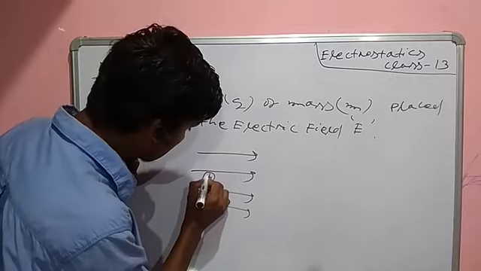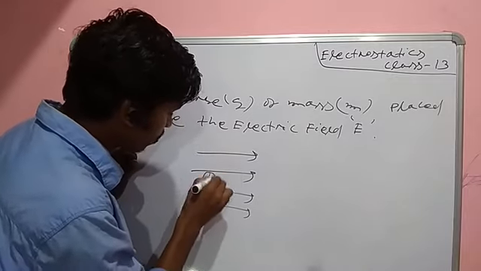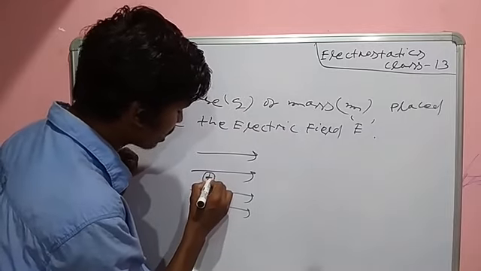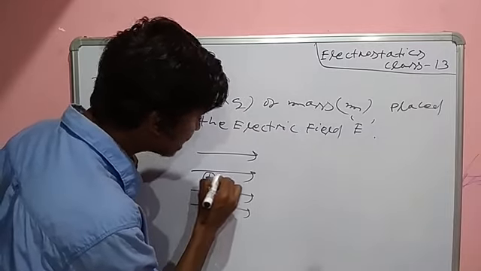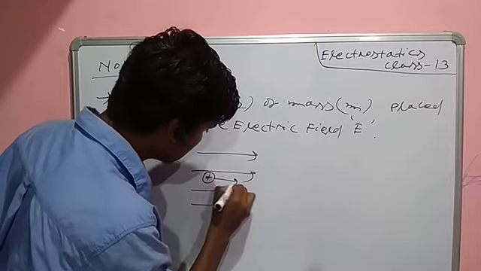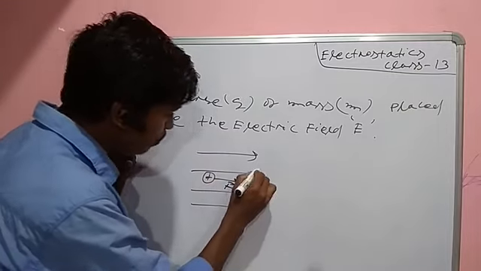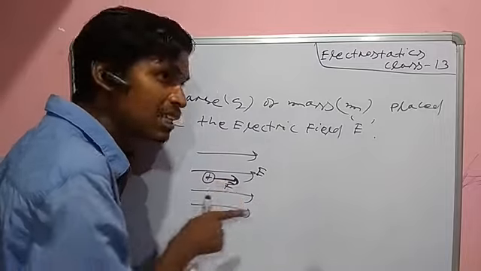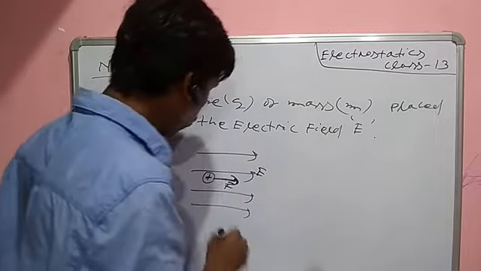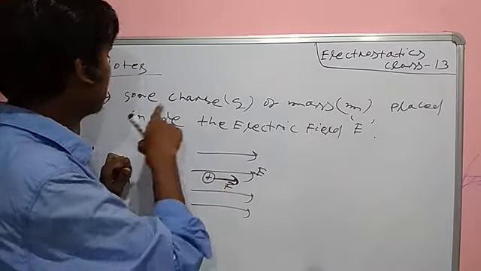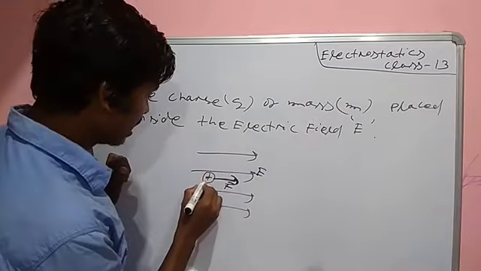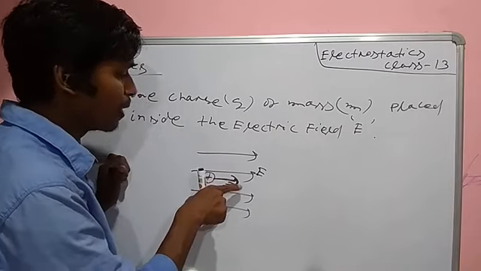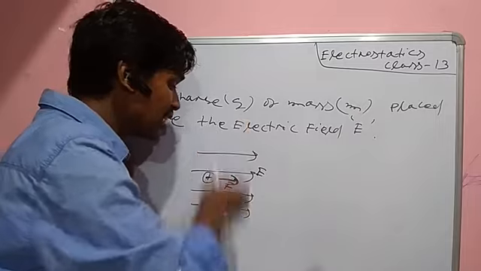We have already known that for a positive charge, the force acts in this direction, the same direction as the field. That means the field direction and the force direction are the same. So the force on any positive charge of some mass m, placed inside the electric field, is F.